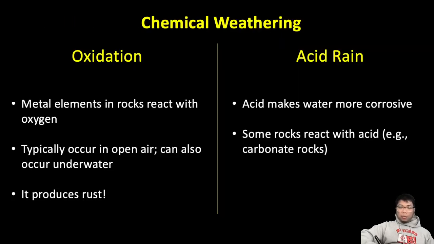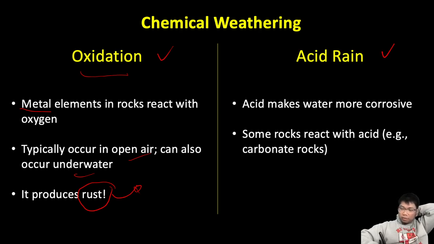And the other two examples that I would like to mention here for chemical weathering include oxidation and acid rain. For oxidation, typically we have metal elements such as iron that react with oxygen, and they typically occur in open air, and can also occur underwater. It's something that we are a bit familiar with, the process of rust production in rocks, basically.